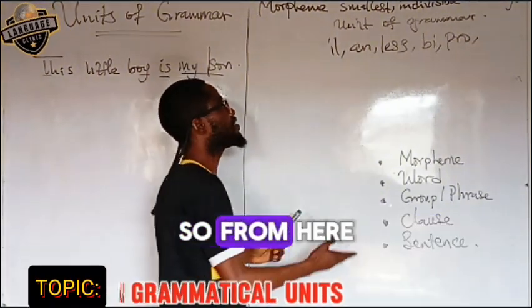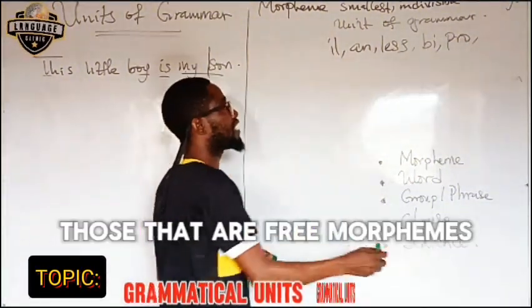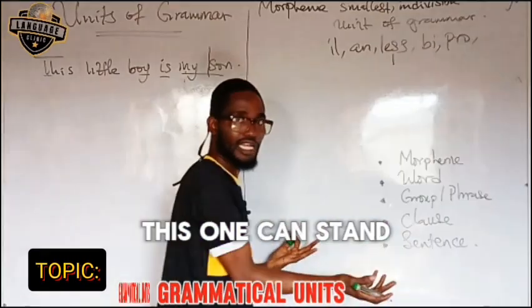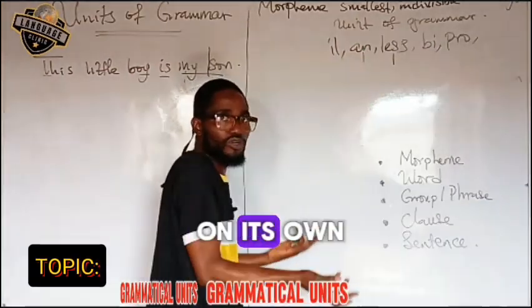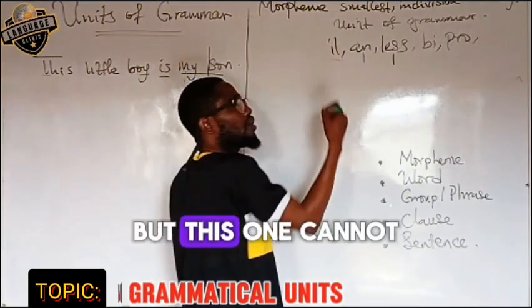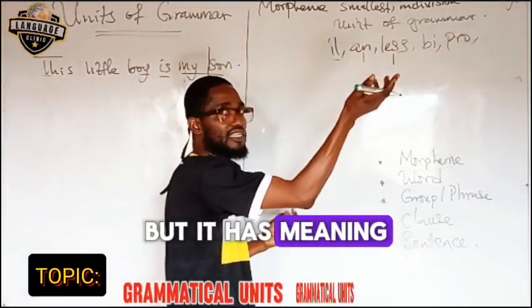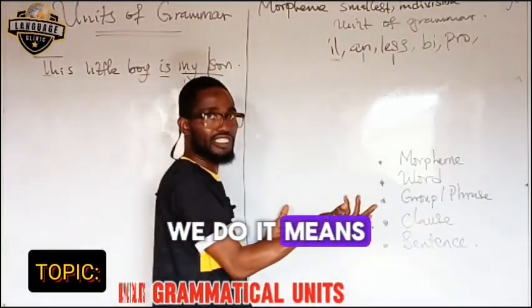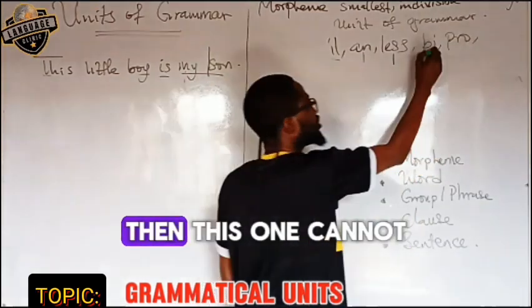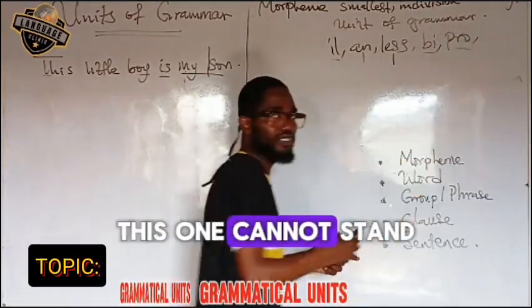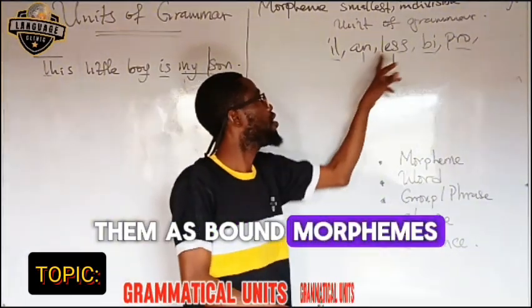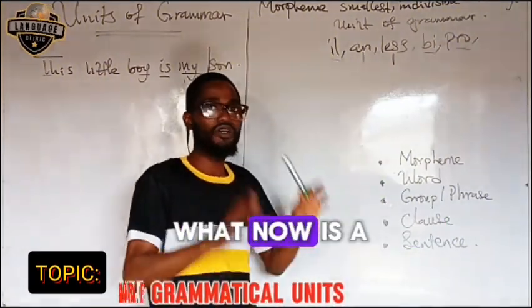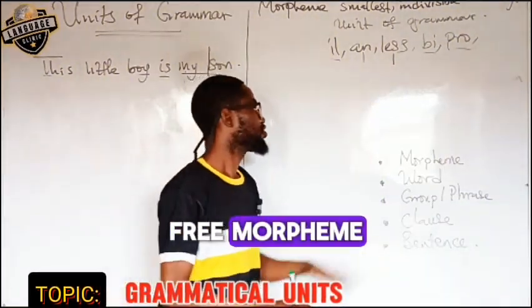So from here now, we can have those morphemes that are free morphemes. This one can stand on its own and function as a word. Then we have this one that can stand on its own and function as a word, but this one cannot stand on its own, but it has meaning. Whenever we use it, we know it makes negative, opposite. Then this one cannot stand on its own. This one cannot stand on its own. So all these ones, we refer to them as bound morphemes. While this one is a what now? It's a free morpheme. So that's that about morpheme.